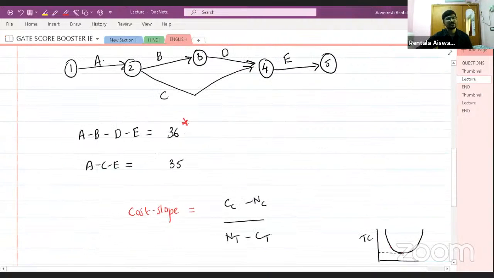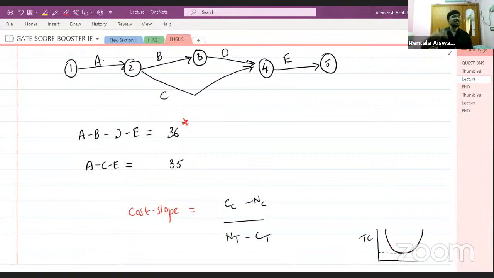Whenever you are crashing, you have to look at the other path also. I am just discussing a few concepts, not solving the question. Let us say I crash activity D by 1 day, then the duration becomes 35 here, and there will not be any change here. But if I crash activity D by 2 days, this becomes 34, but this will still be 35. That means even though you crash this activity by 2 days, your project completion time reduces by only 1 day, which is not correct.